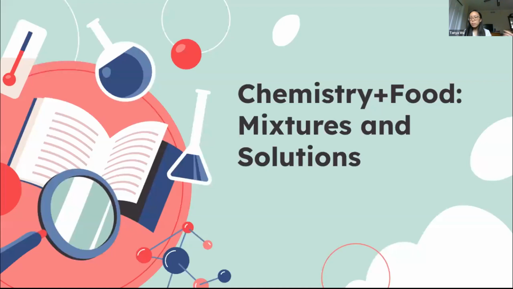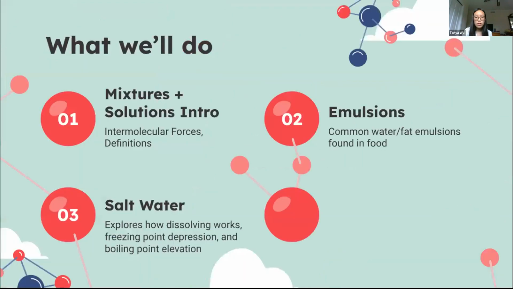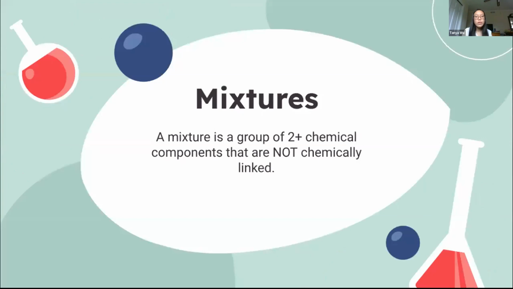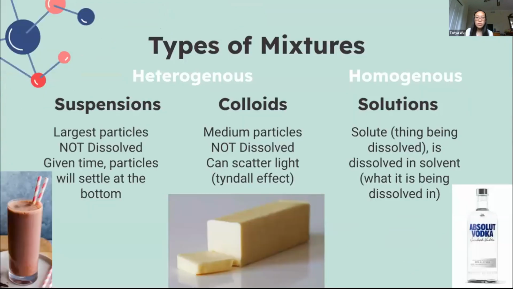Today we're going to be doing mixtures and solutions. A mixture is just a group of two or more chemical components that are not chemically linked together. What that means is they're not bonded together, they're just mixed up with each other. There are two main types of mixtures, which can be separated into three more specific types.